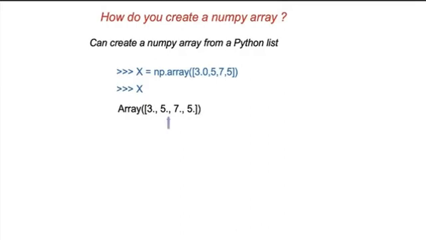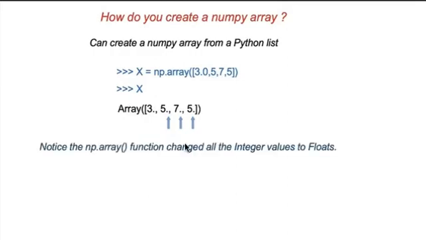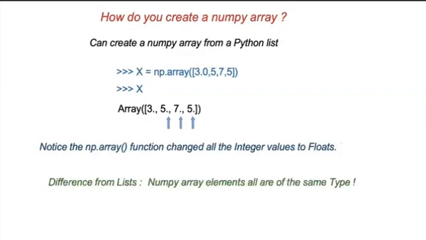You will notice that the list that we gave was 3, 0.5, 7, and 5, but when we print X, we will see that it changes it to float. So 3 point, 5 point, 7 point, and 5 point again. It changed all the integer values to floats. This is what happens when there is a mixture of integers and floats. It will always change it into one type, and in this case, it will be floats. Like I mentioned, NumPy array elements are all of the same type.